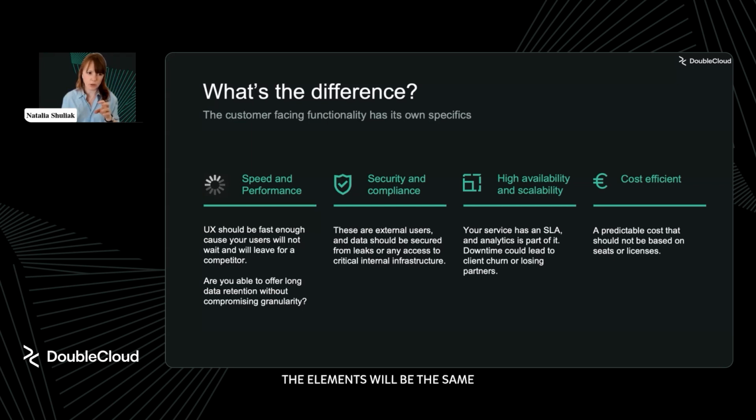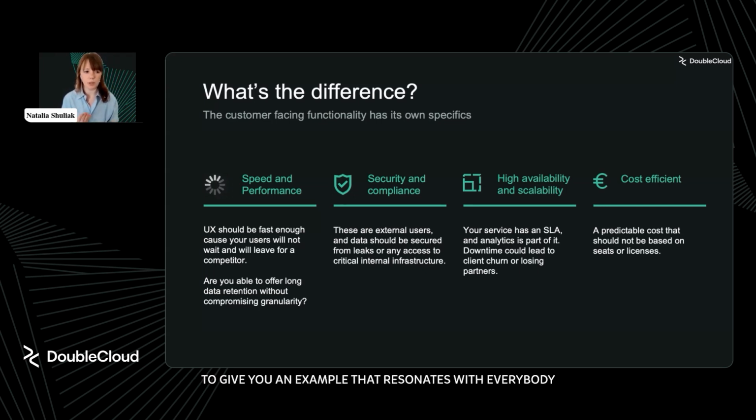The elements will be the same. There would still be ETL, still data warehousing, still visualization, but the expectations are different. One of the key expectations: nobody wants to see this loading thing on the left of the screen. Speed and performance. Speed and performance means two things. First of all, your user should not leave for a competitor, and it's hugely important.